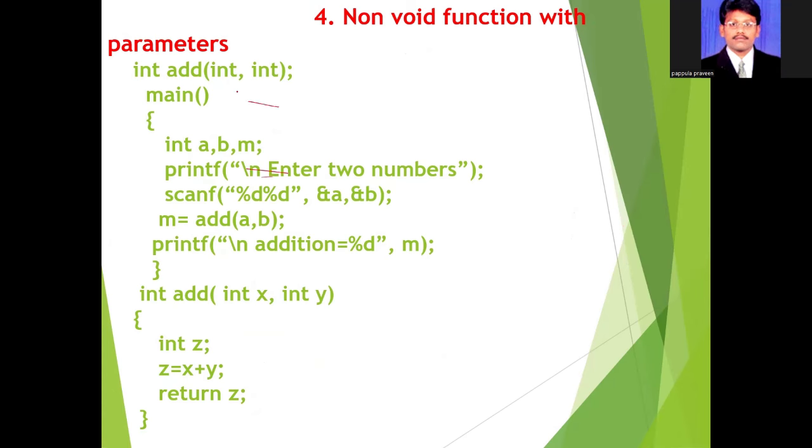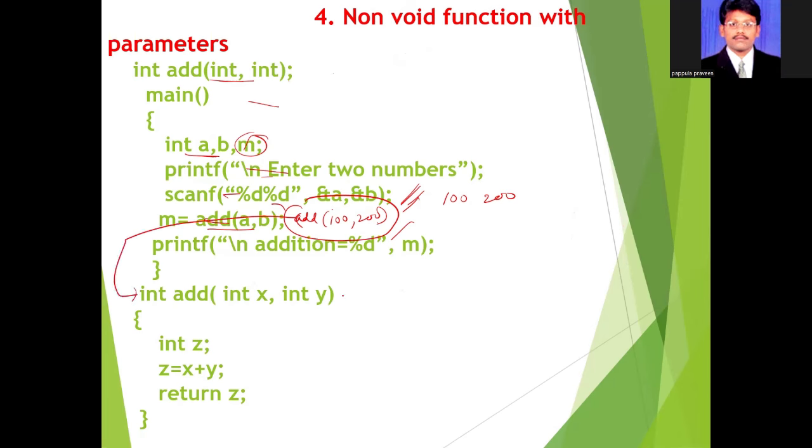Now, see, int a, int b. So, how many parameters do we have? Two parameters. So we will take two variables, a comma b, and m, for which we receive some value from call to call. Now we take 100 to 100. add of 100 comma 200. Now control jumps from this line to the function.